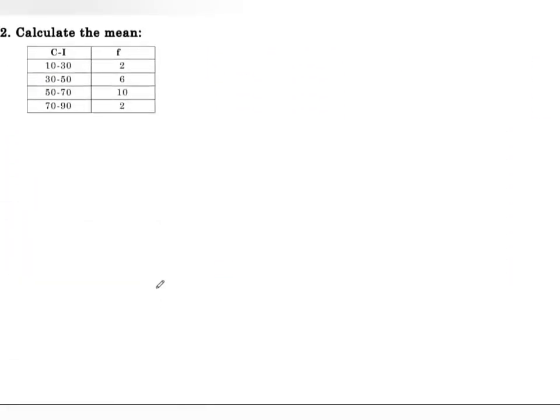Now moving to the next question, calculate the mean of the following data. Very important 3-mark question for the exam. To calculate the mean of the data, we need to find the class mark X. Class mark X is the sum of lower limit and upper limit divided by 2. That is 10 plus 30 is 40, divided by 2 is 20.